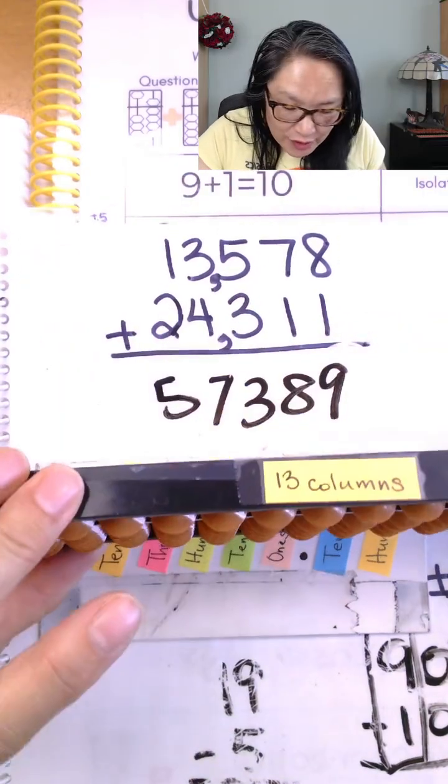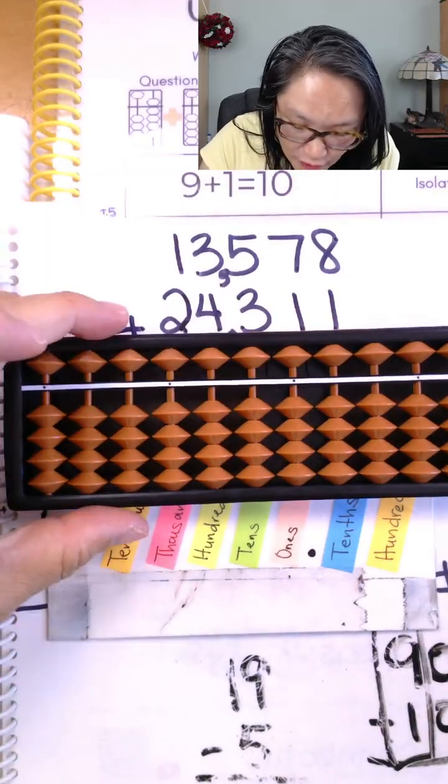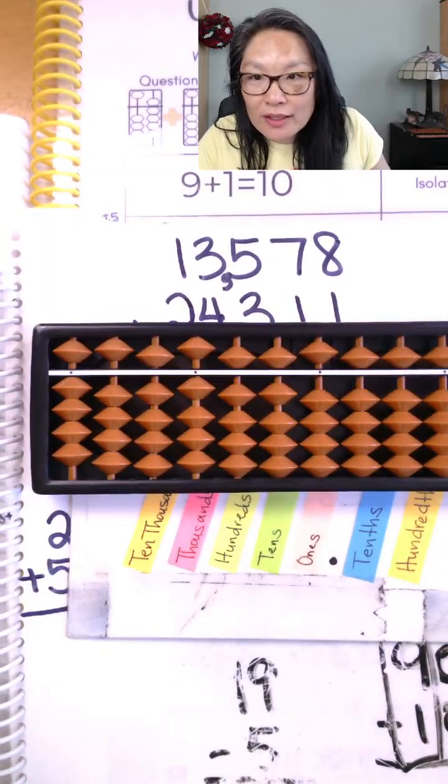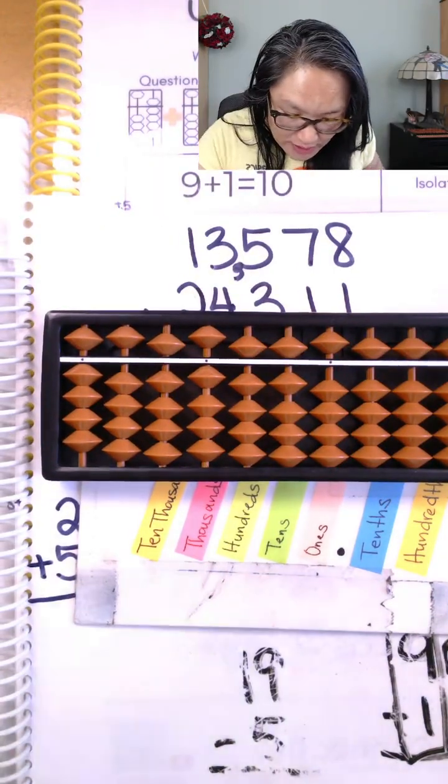This one is a 13-column abacus. This is made out of plastic, and it's very easy to move. So if you bump it, your answer will be wrong. So you need to use your left hand to stabilize the abacus.